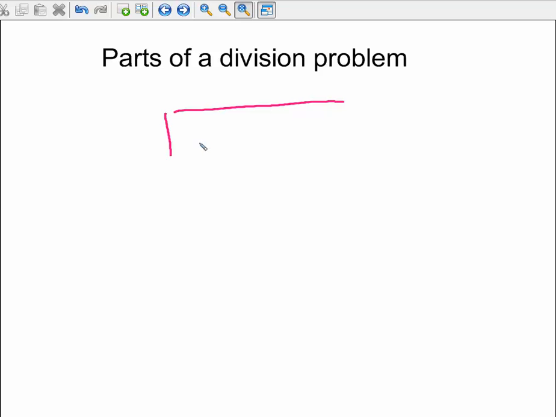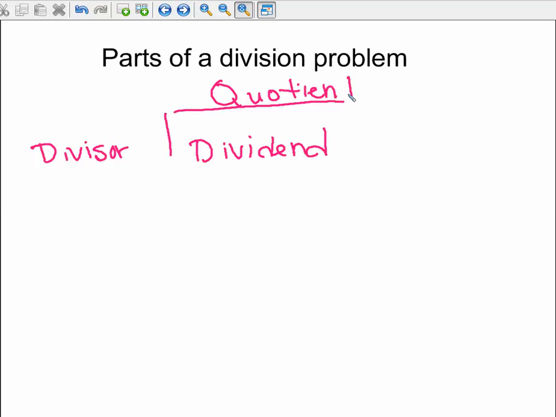And the inside number is called the dividend, and the outside number is called the divisor. And the answer is called the quotient. And we always want the quotient to either be a terminating decimal or a repeating decimal. And we want to divide it out until we either see it repeat or terminate. We'll be talking about that a little bit later.